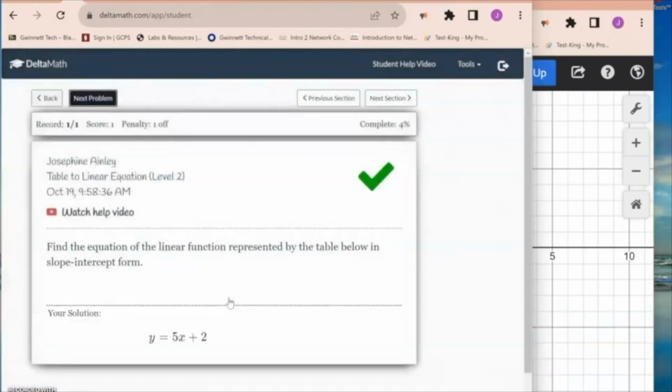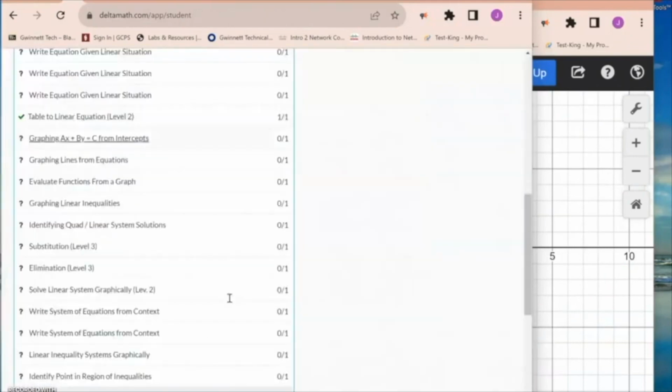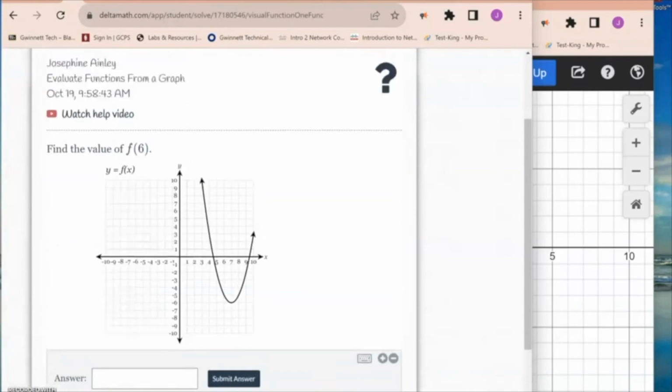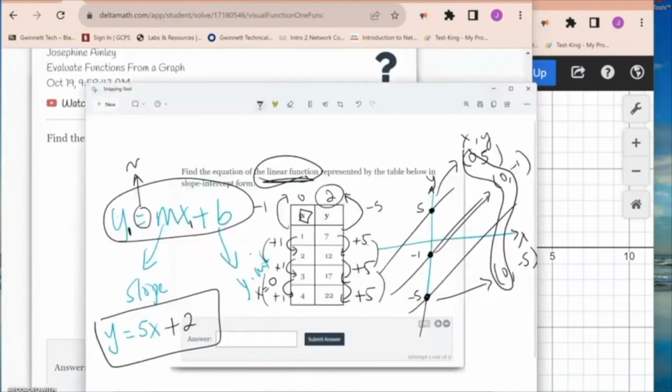Perfect. All right, the next one that I needed to do was evaluate functions from a graph. So in order to evaluate a function from a graph, remember you're just putting it in.